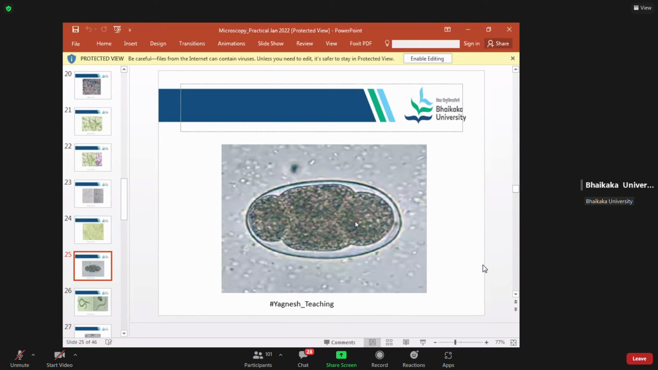Size is around 35 to 40 micrometer, oval in shape, and there are blastomeres seen inside. Okay, so 1, 2, 3, and 4 blastomeres are seen. This is a division of the ovum, and these are 4 blastomeres. It may be 8, it may be 16.